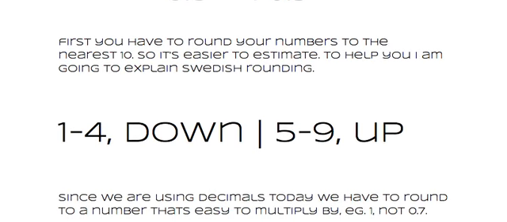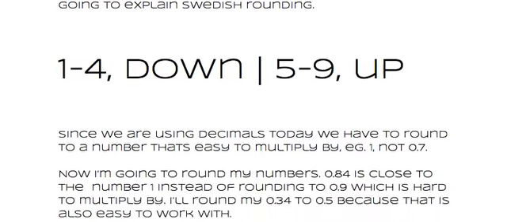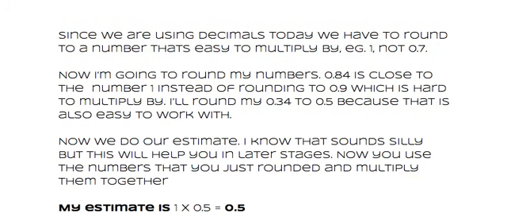Since we are using decimals today, we have to round to a number that's easy to multiply by. For example, the number 1, instead of 0.7, which is a hard number to multiply by. Now I'm ready to round my numbers.